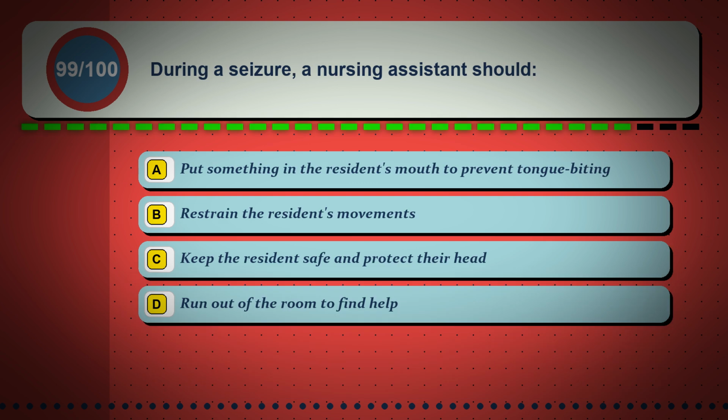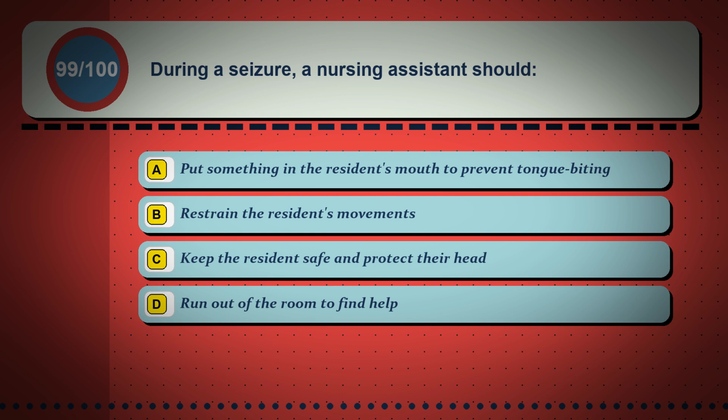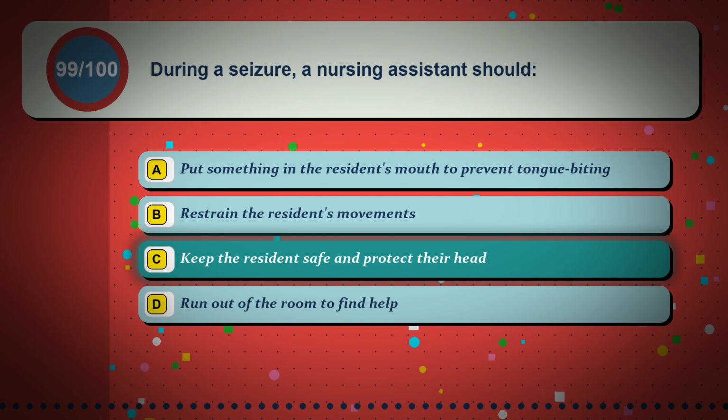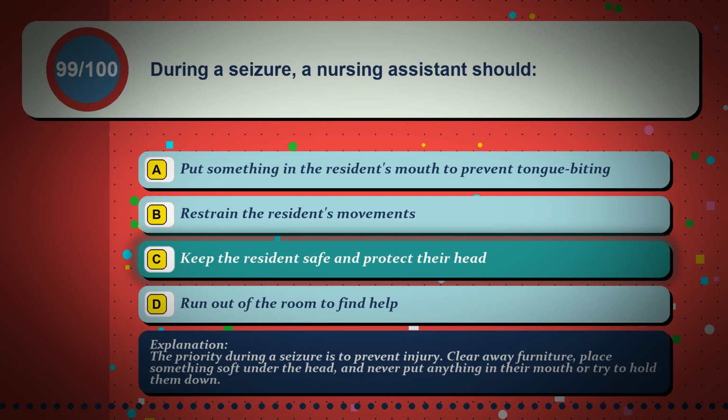Question 99. During a seizure, a nursing assistant should option A, put something in the resident's mouth to prevent tongue biting. Option B, restrain the resident's movements. Option C, keep the resident safe and protect their head. Option D, run out of the room to find help. The correct answer is option C, keep the resident safe and protect their head. The priority during a seizure is to prevent injury. Clear away furniture, place something soft under the head, and never put anything in their mouth or try to hold them down.